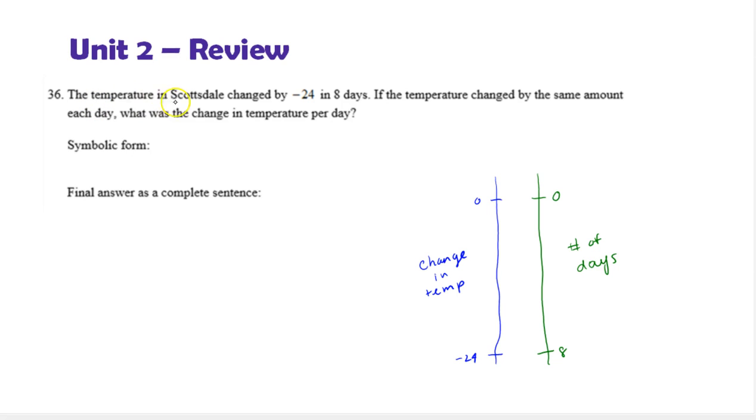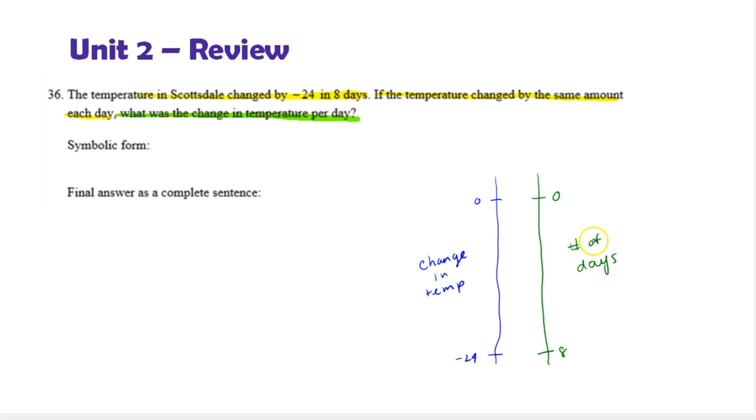The temperature in Scottsdale changed by negative 24 degrees in 8 days. If the temperature changed by the same amount each day, we want to know what was the change in temperature per day. So here's a diagram. Okay. We could say the starting change was 0. So when they started measuring this, there was no change. Okay. And then the total change is this negative 24. So this distance is our change in temperature.